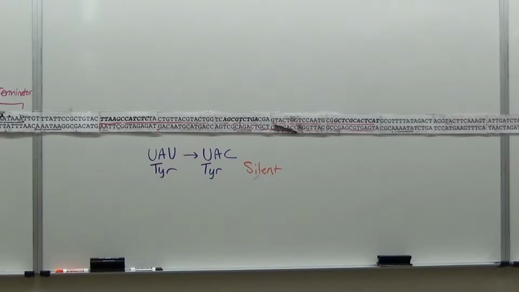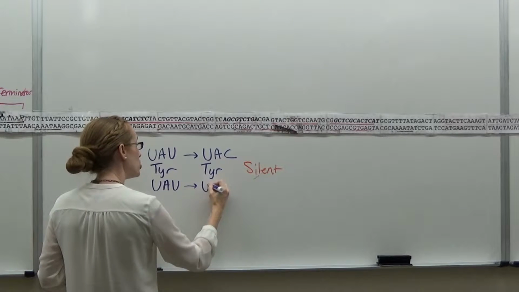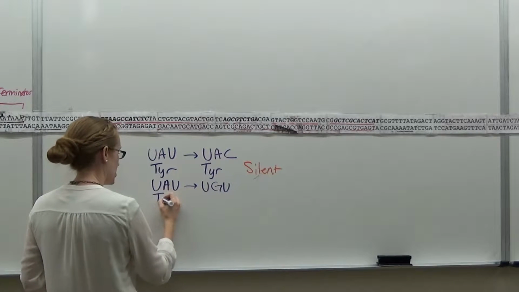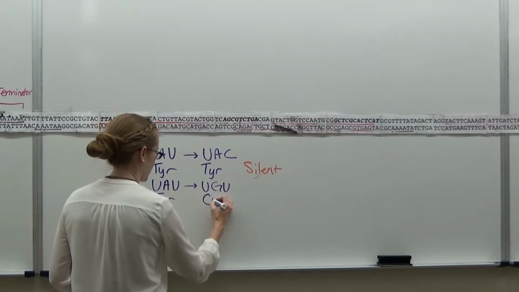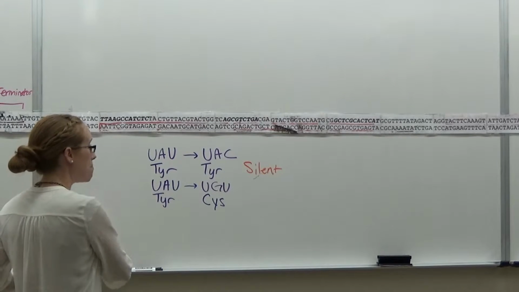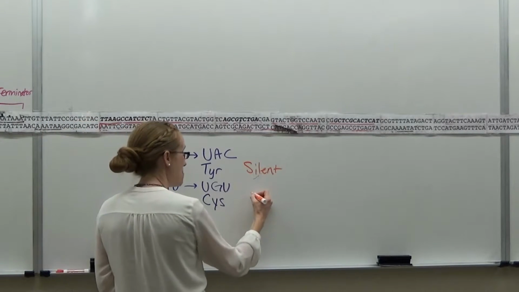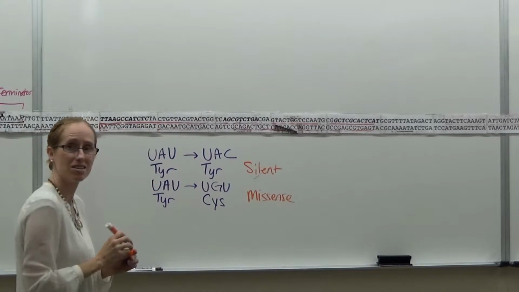But let's say it's supposed to be UAU, and I wrote UGU. We know UAU stands for a tyrosine. What does UGU stand for? They're going to look it up. UGU stands for cysteine. Uh-oh. So we've just made the wrong word. We've made a mistake. And so we call this a missense. It's the wrong sense.